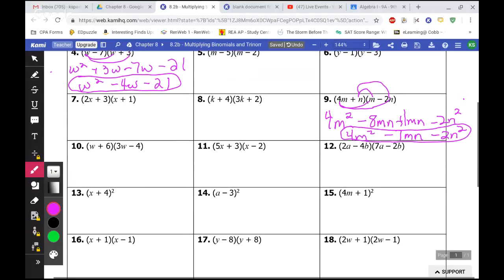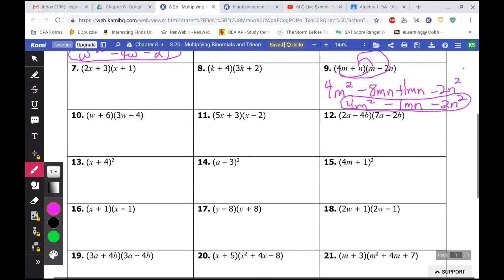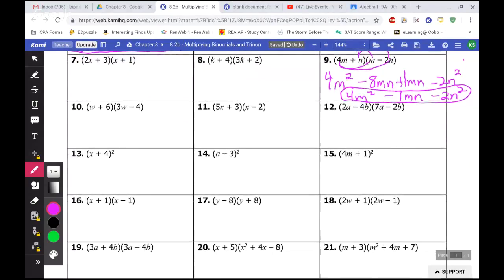All right. It's between 11 and 12. Which one do y'all want me to do on this row? 11. Okay. 5x times x is going to be 5x squared, because that's my first. And then we're going to do outer.